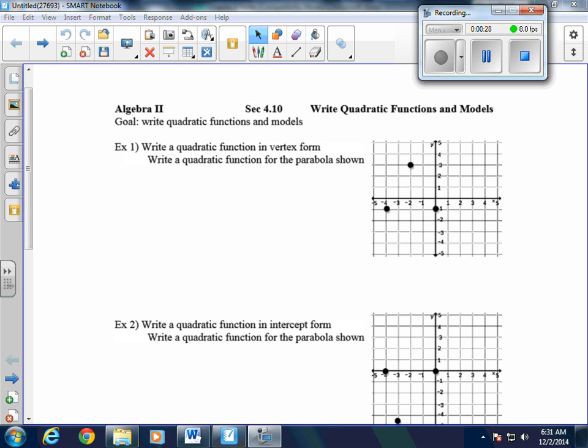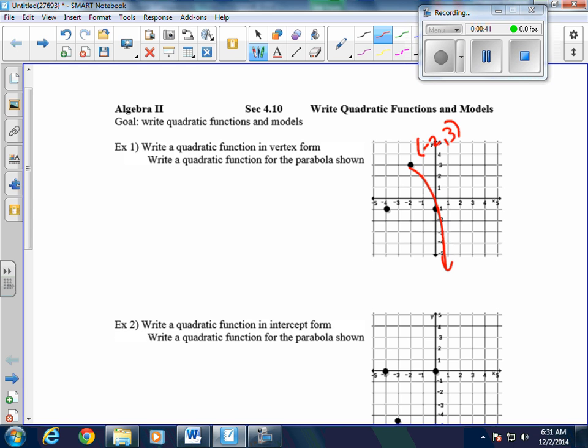So in example 1, it says write a quadratic function in vertex form. If we look at our graph here, we have our vertex at (-2, 3), and our graph is going to look like this. We are going to try to figure out how to write the equation of this, given that we want it in vertex form. The first thing we need to do is remember what vertex form is. And there it is: y equals a times (x minus h) squared plus k.